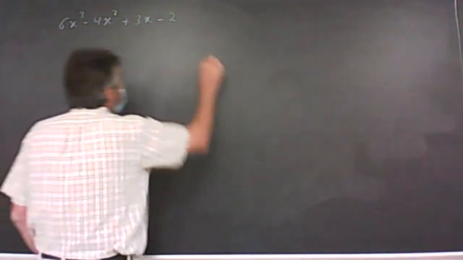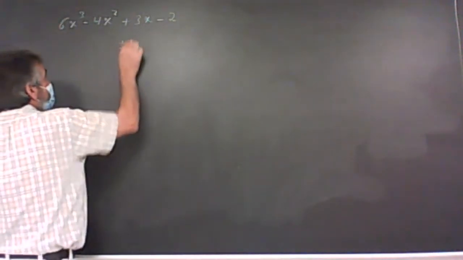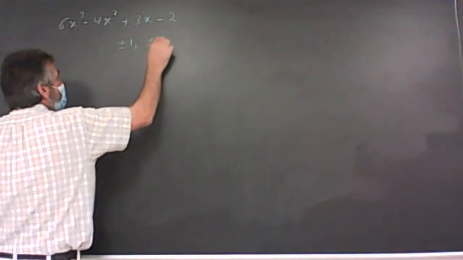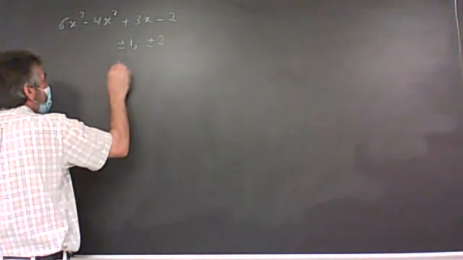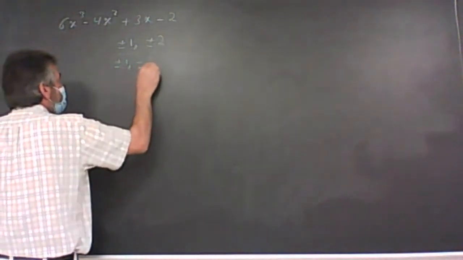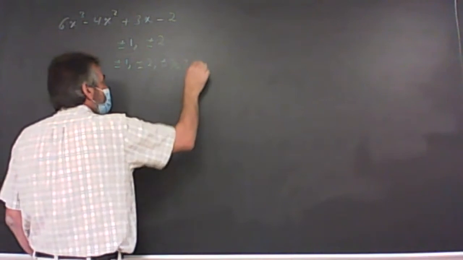Do you guys still remember how you list those? Again, this is your fraction. Yeah? And with that, factors of 2 are plus or minus 1, plus or minus 2. Okay? Factors of 6, plus or minus 1, plus or minus 2, plus or minus 3, plus or minus 4. Yeah?